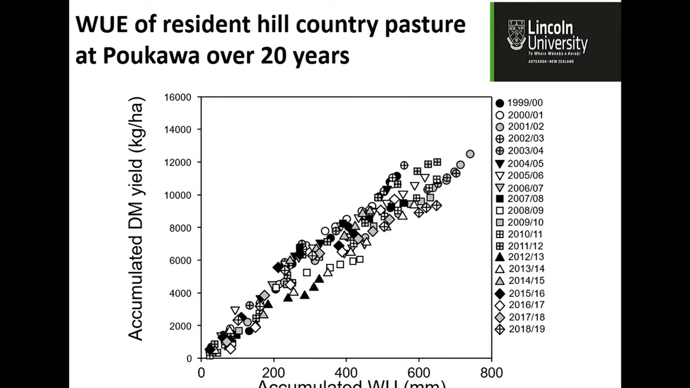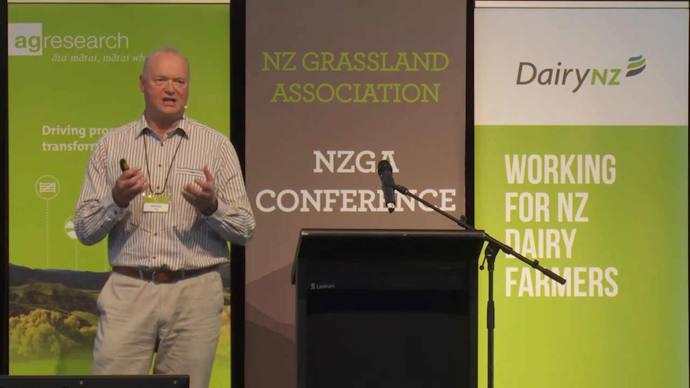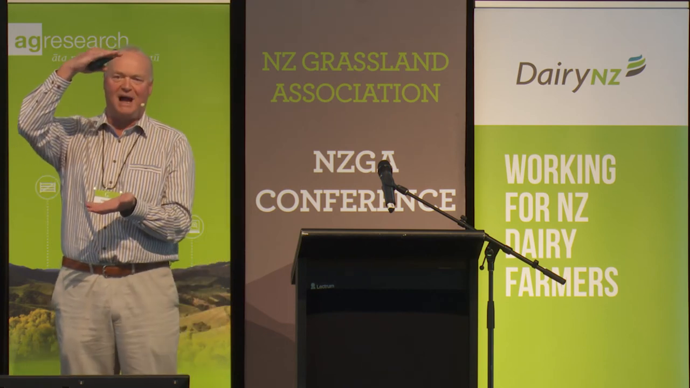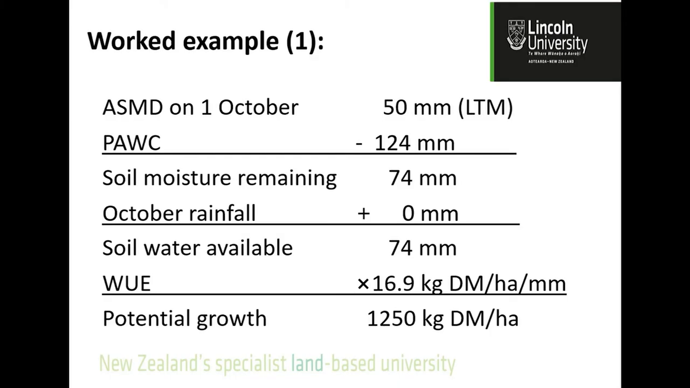So we can relate it to water. And we can work out how much water you've had available to you from the soil, and we can calculate that you grow about 17 kilos of dry matter for every millimetre of water that's available in your environment. And we can then use that and go, well, on the 1st of October, your actual soil moisture deficit, how much of your bucket is actually emptied, is usually about 50 millimetres. And your bucket holds about 124 millimetres, and I can get that from SMAP fairly easily. So there's 74 millimetres available left at the 1st of October.